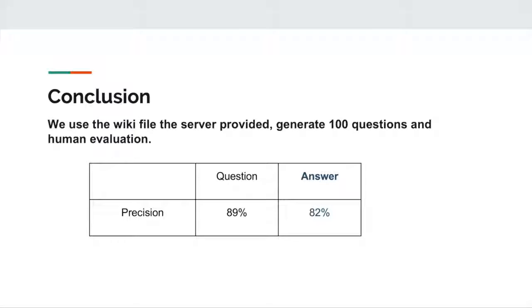The last part of the presentation is the evaluation of the entire system. We first use our system to generate 100 questions from the wiki file in the server and generate the answers according to the questions. Then we use human evaluation to judge the precision of the generated questions and answers. From the results, we can conclude that our system can achieve over 80% in both question and answering parts.